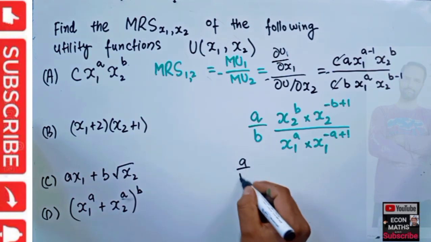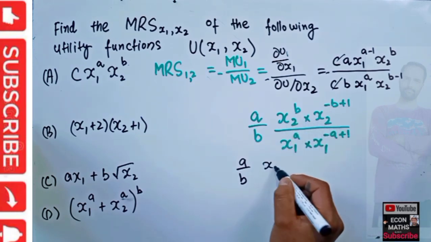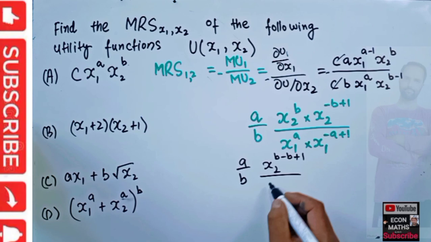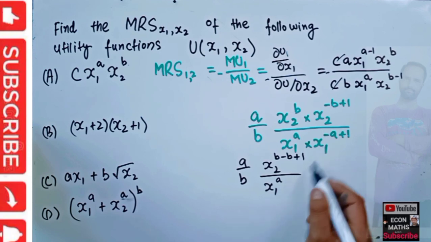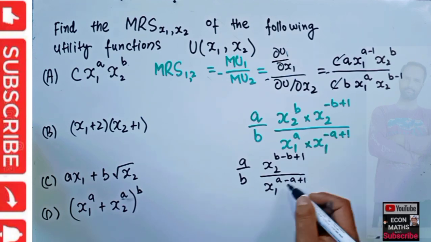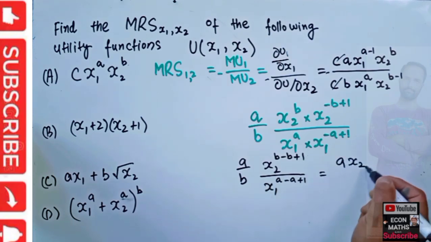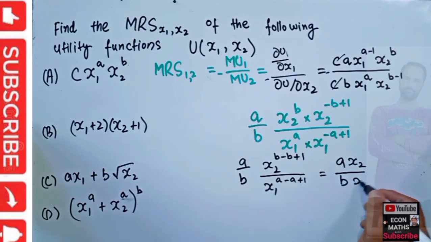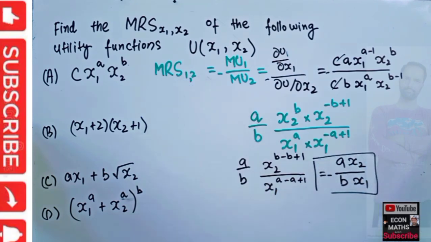So we have a upon b. Bases are same, we can add up the exponent, so we have x2 raised to b minus b plus 1, divided by x1 raised to a minus a plus 1. Here again bases are same, we can add up the exponent, so b minus b is 0, so x2 raised power 1, we will get x2, divided by a minus a is 0, so x raised power 1 is x, so we will get x1 here.